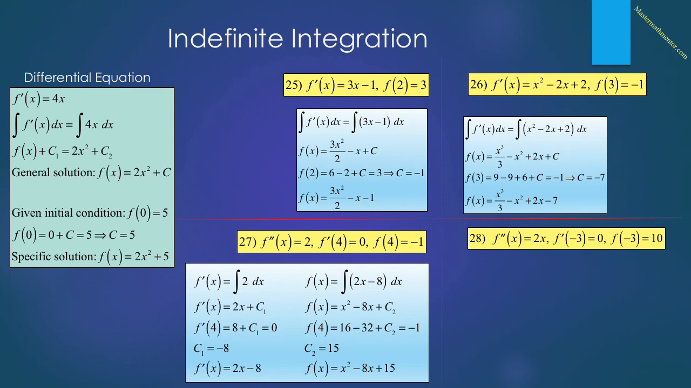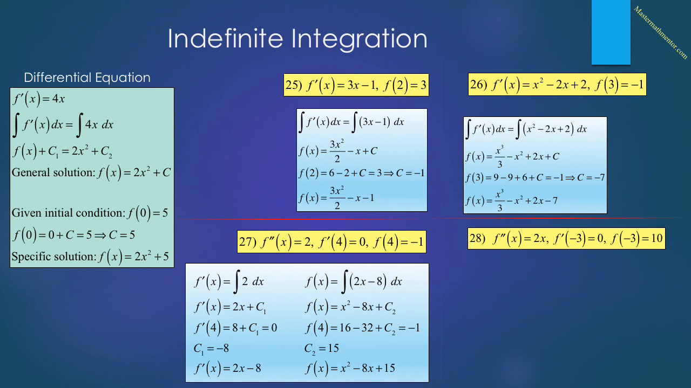Plugging in our value of 4, we get f prime of 4 is equal to 8 plus c1. And since we know f prime of 4 is equal to 0, we set that equal to 0. And therefore c1 is equal to negative 8, and f prime of x equals 2x minus 8. So now we can go back and take the integral of 2x minus 8 dx and say that that's equal to f of x. And therefore f of x equals x squared minus 8x plus c2.